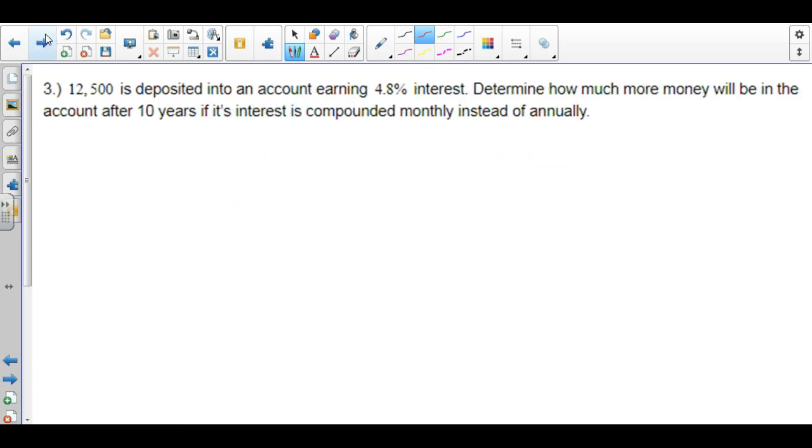Next problem is going to just take a look at a side-by-side between two different accounts. So I've got $12,500 deposited in one account that's got 4.8% interest, and we want to know how much more will be in that account if the interest is compounded monthly instead of annually. So monthly meaning 12 times a year, annually just meaning once a year. So n equals 12 versus n equals 1.